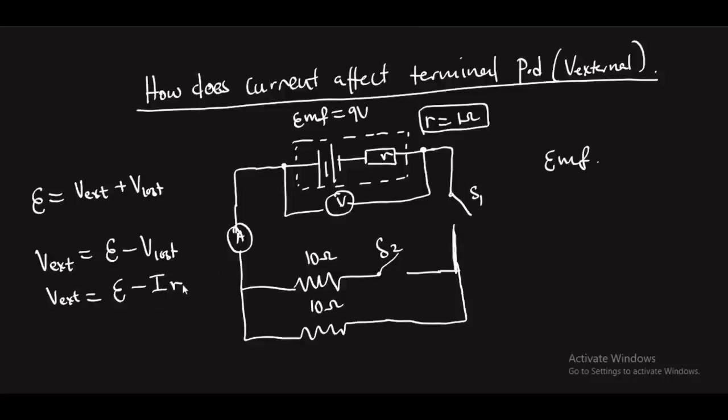If the current changes, then the V external will change. I don't have to worry about the EMF or the internal resistance, because the EMF and the internal resistance are constant. The only thing that is changing is the current. So we can see now that V external depends on the current.